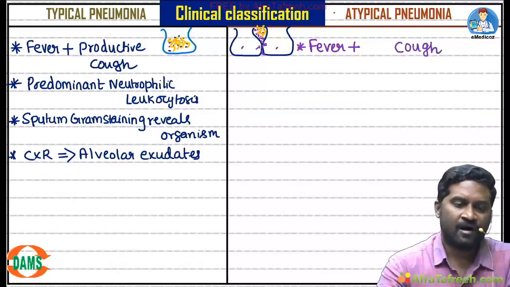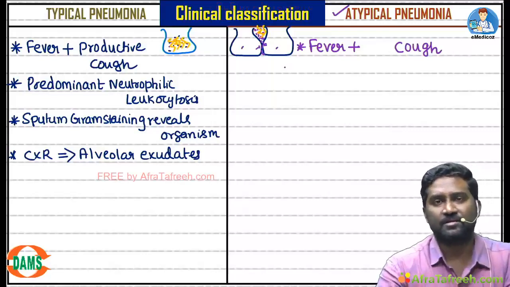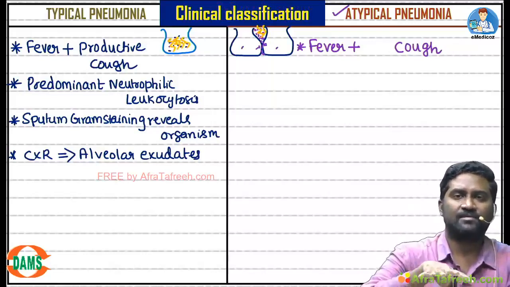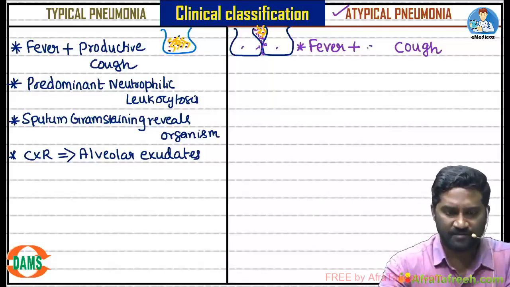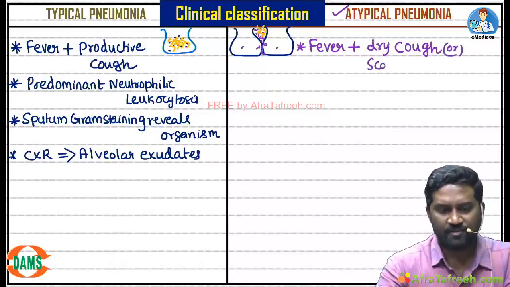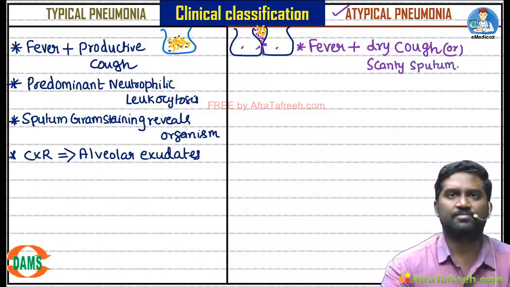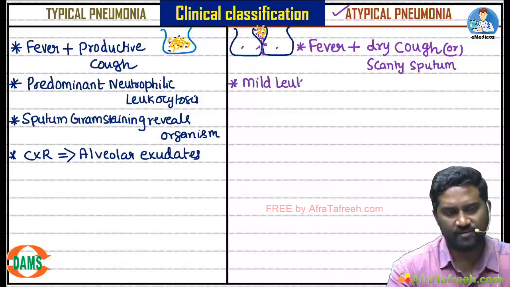Now tell me students, how is the cough of atypical pneumonia different from typical pneumonia? In atypical pneumonia, there are no secretions in the alveoli, because the inflammation is not happening in the alveoli, it is happening in the interstitium. So the patient will have dry cough, or some organisms may be present, only a few. In that case, there can be very scanty sputum. Then here I notice only mild leukocytosis.